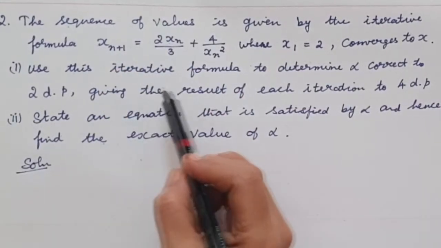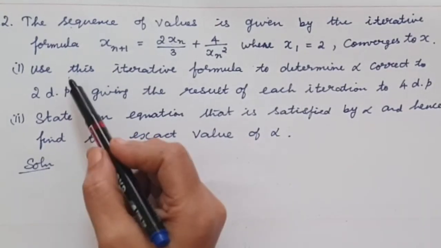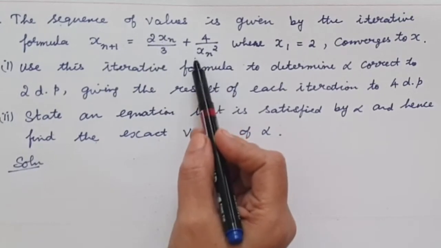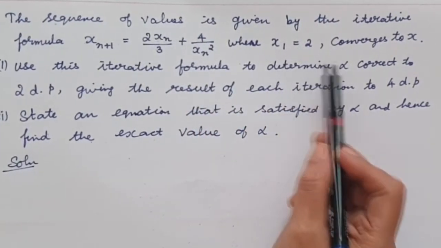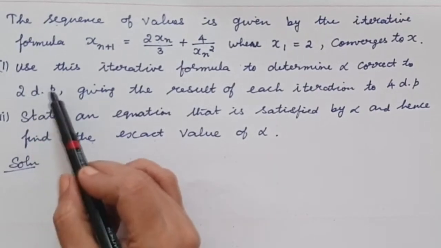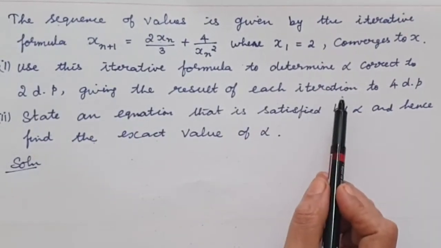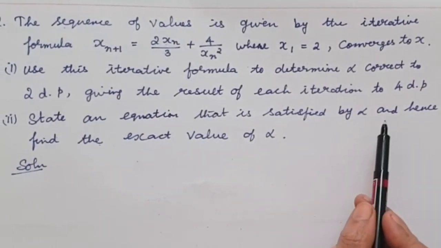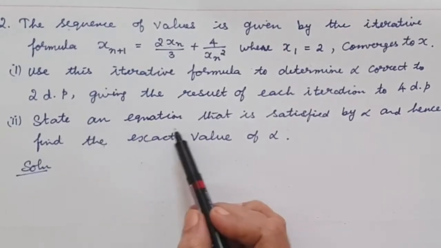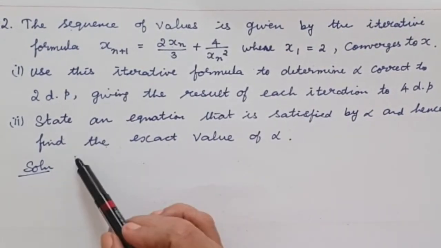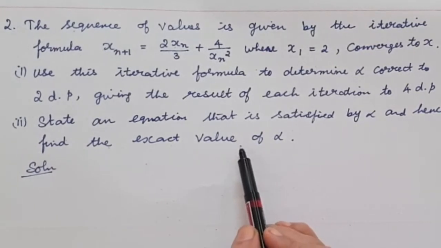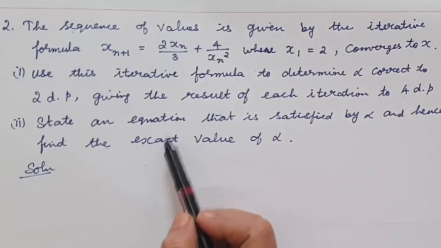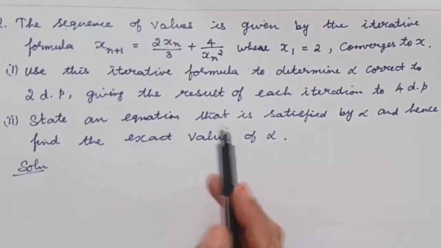The second question, the sequence of values is given by the iterative formula x(n+1) will be equal to 2xn over 3 plus 4 over xn squared, where x1 equal to 2 converges to alpha. First part, use this iterative formula to determine alpha correct to 2 decimal places, giving the result of each iteration to 4 decimal places. Second part, state an equation that is satisfied by alpha and hence find the exact value of alpha. Here using the iterative formula, what we find is an approximate value. So here we have to find the exact value.